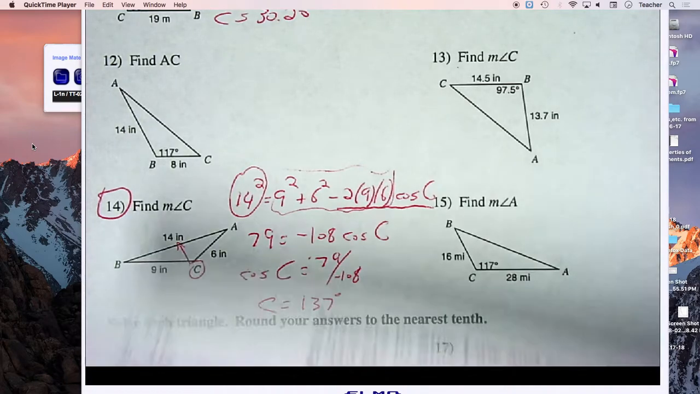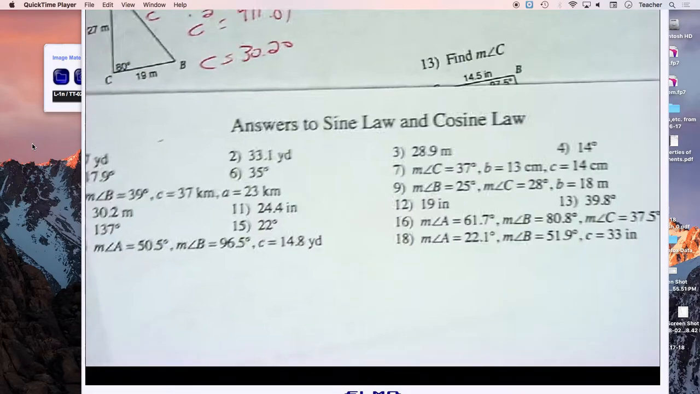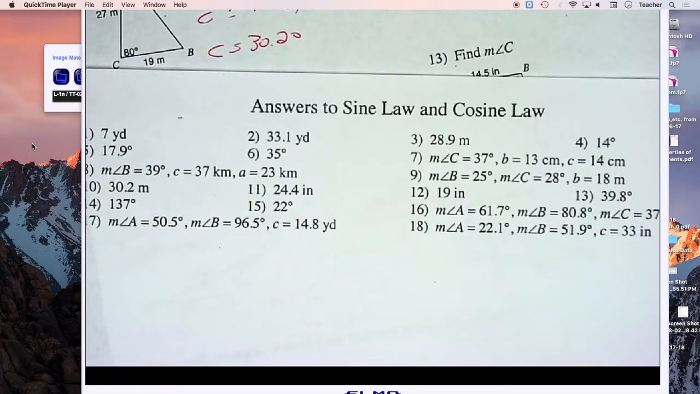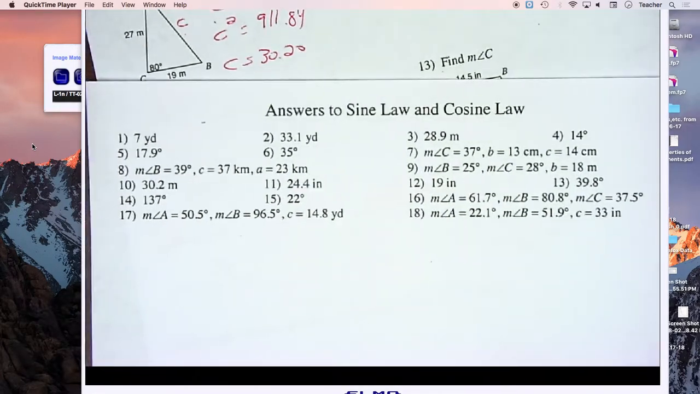And I'll just put these up here briefly. I've got these answers posted as well on Moodle, but these are the answers to the rest of the problems, which you didn't necessarily have to get them all done, but if you got a couple more done, you can make sure that you were on the right track.